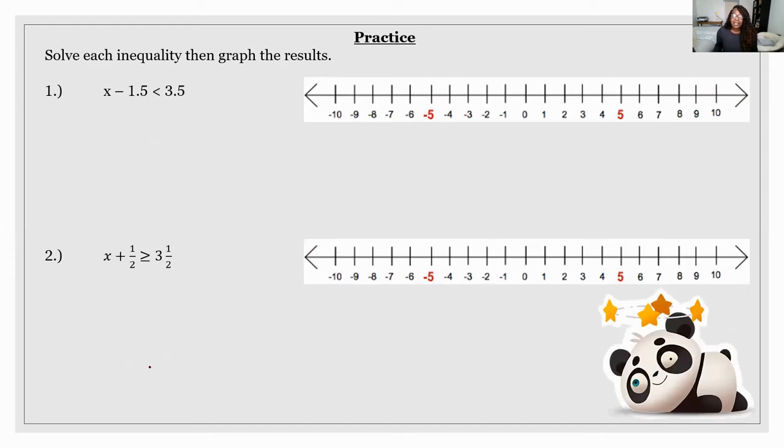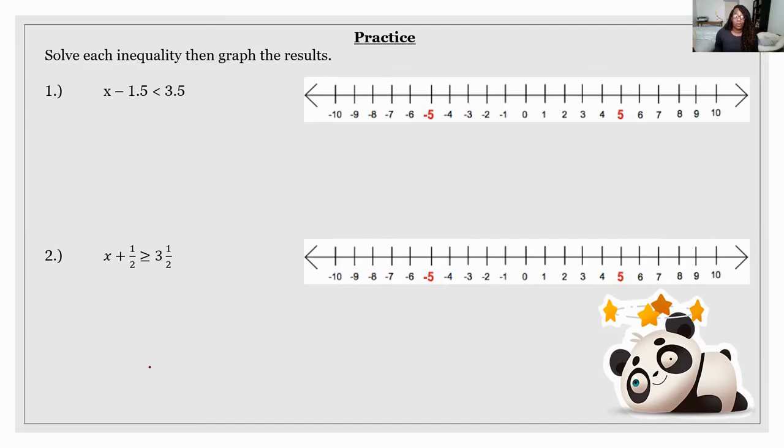So let's get a little practice in. It's really this simple. Okay, so as long as we understand that you're solving it just like you would solve an equation, but the only thing that's really different right now is because you're graphing it on that number line, okay? So if it's equal to, it's closed. If it's not equal to, it's open, all right?